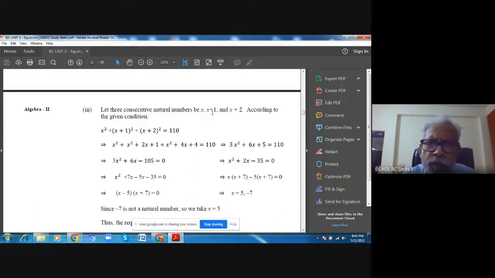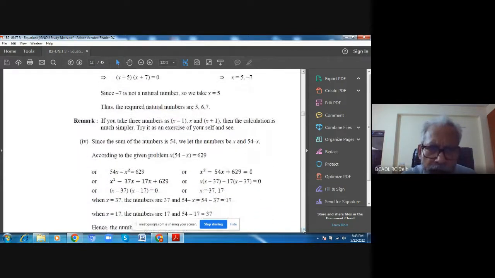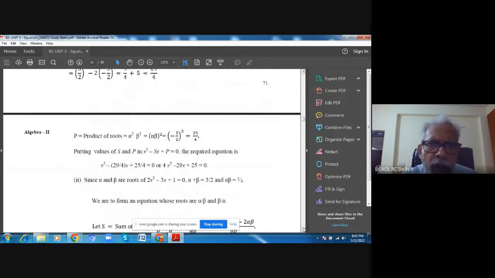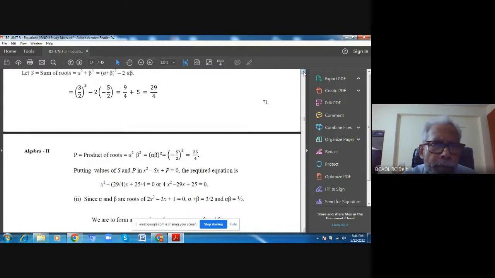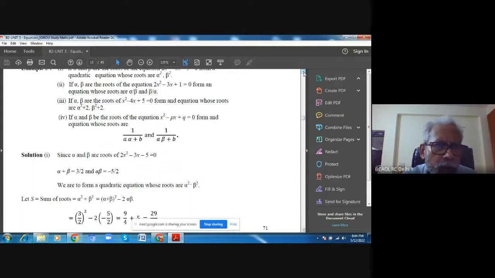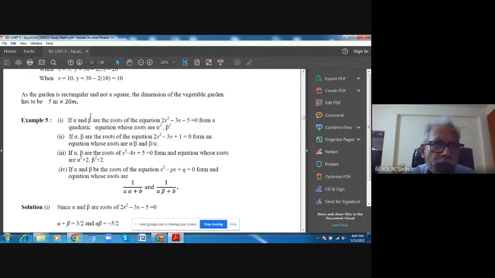There are three consecutive numbers. Ultimately, you make a formula in this form. Then see the roots, x is 5 and 7 in this case. There are many ways, but let's see from the exam point of view. Okay, this is another type of thing.